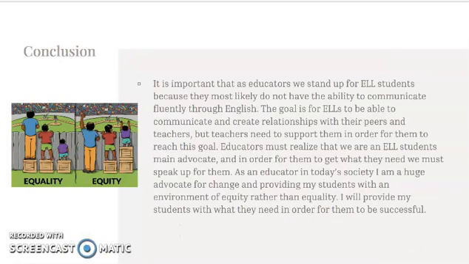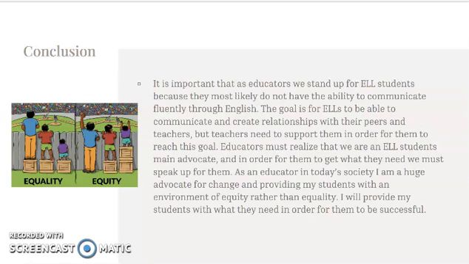And finally, it is important that as educators we stand up for ELL students because they most likely do not have the ability to communicate fluently through English. The goal is for our ELL students to be able to communicate and create relationships with their peers and teachers, but teachers need to support them in order for them to reach this goal. Educators must realize that we are an ELL's main advocate, and in order for them to get what they need, we must speak up for them.